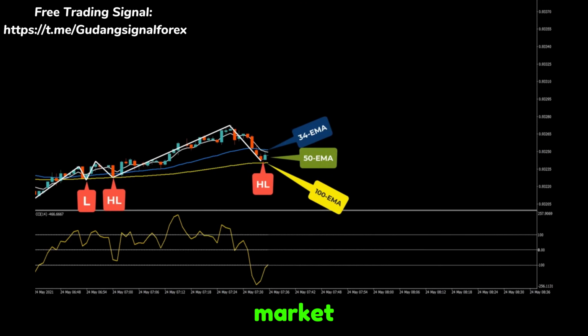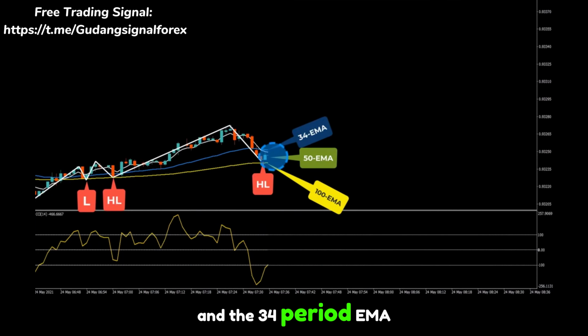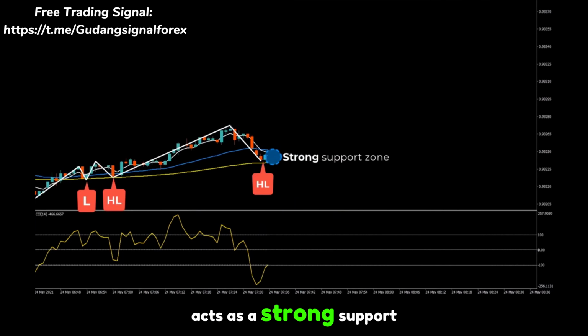Since we're in a bullish market, the area between the 100-period EMA and the 34-period EMA acts as a strong support zone. And what are we waiting for? We want to see this bullish market enter a phase of exhaustion, pulling back down into this strong support area right between the 100 EMA and the 34 EMA.